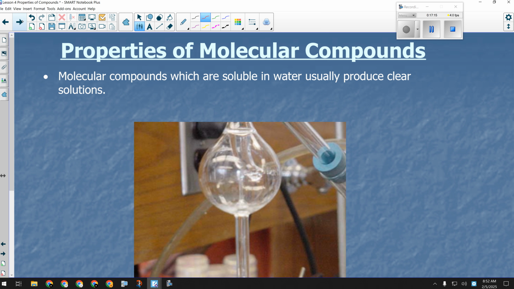Okay, and like we said, molecular compounds which are soluble in water usually produce clear solutions. Hand sanitizer, perfect example. That is a solution of alcohol in water, and it is clear. If you dissolve sugar in water, same thing, clear solution.